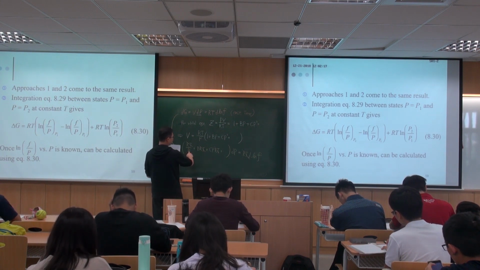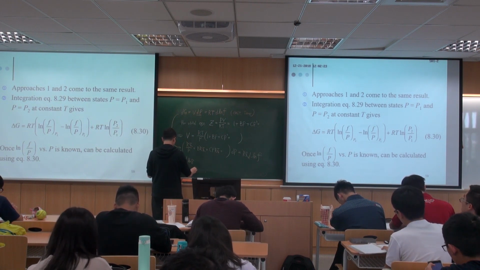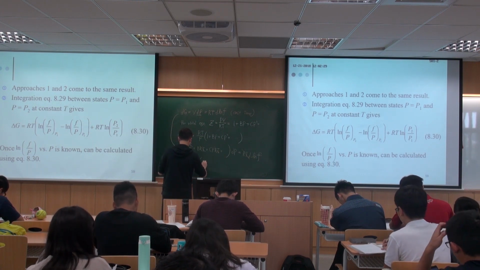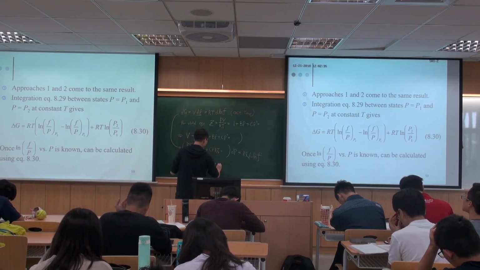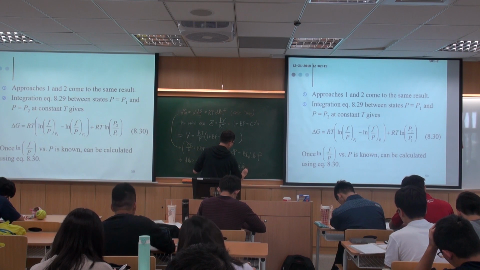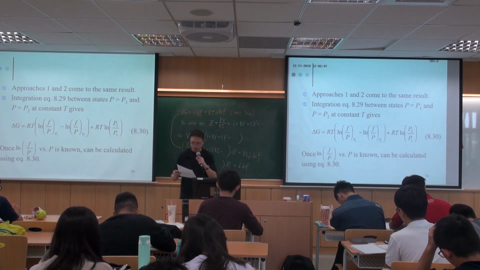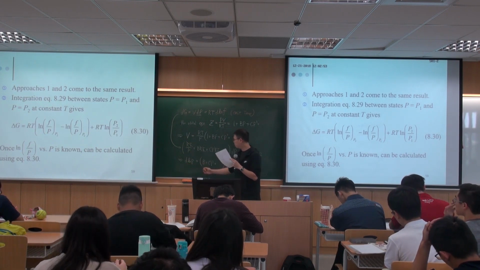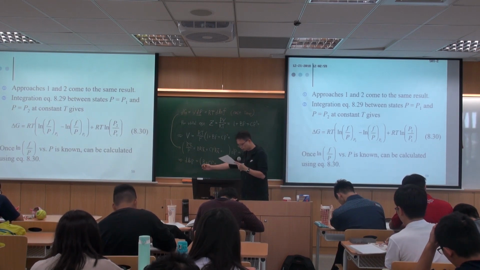So you have P integrate over dP, so this is just d log P for the first term. And then you have B d log F. Okay. So right now we already have an expression for d log P and d log F. So the connection between these two.